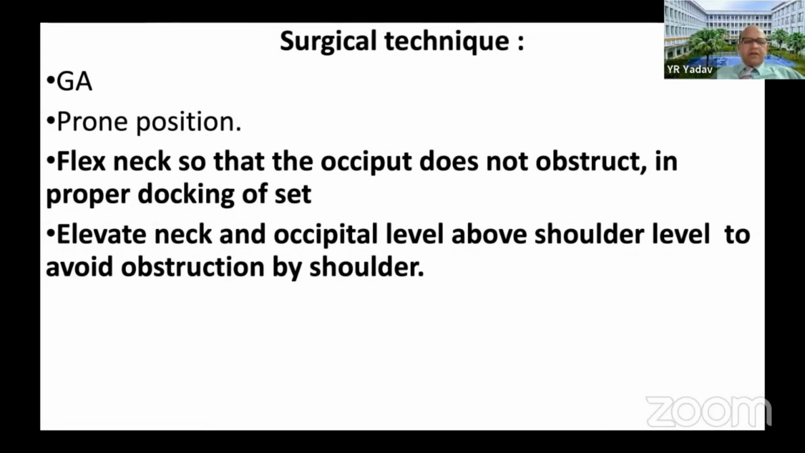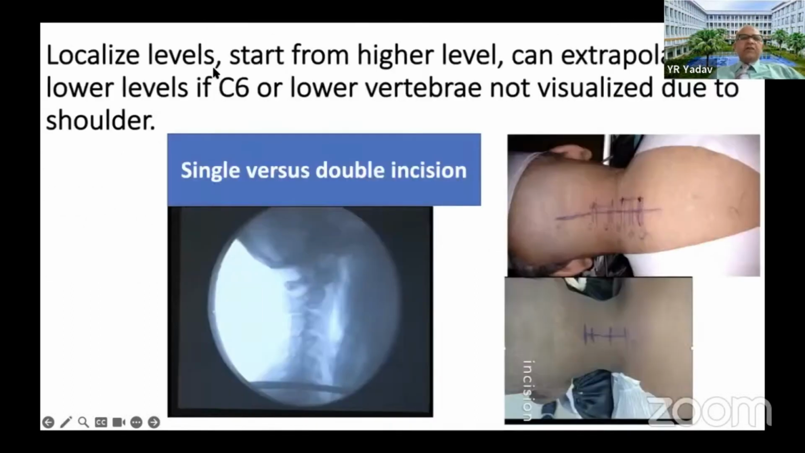So flex the neck sufficiently and elevate the neck and occiput so that they do not come in your way while you are operating. Localize the level, as always in endoscopic surgery, because you have to be dot on the level where you want to operate.